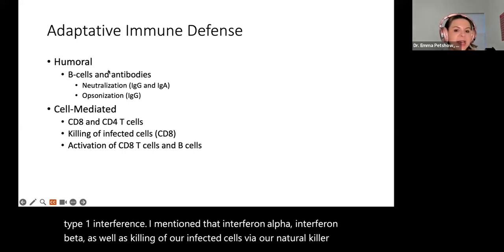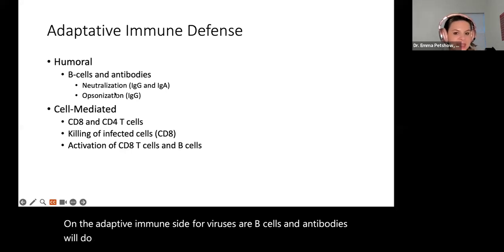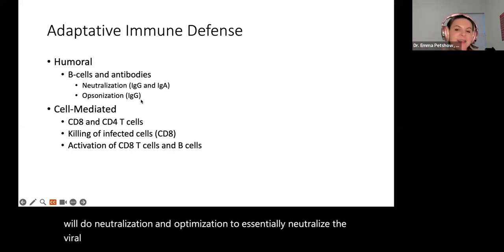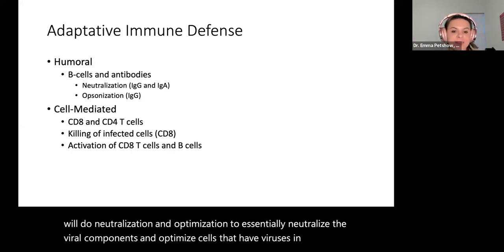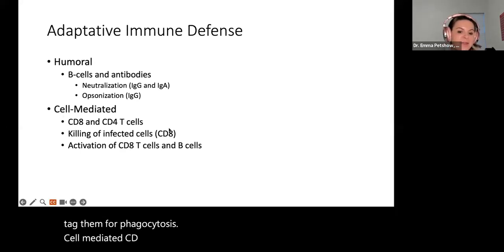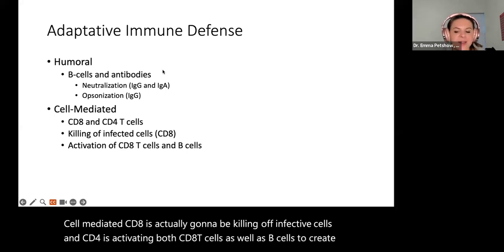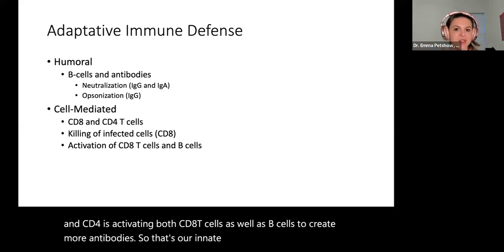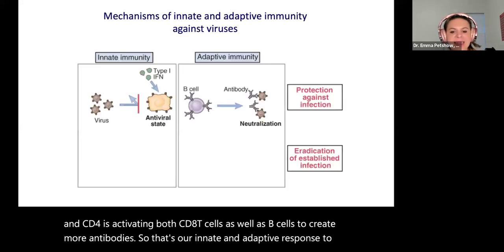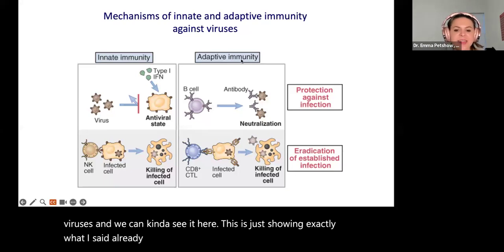On the adaptive immune side for viruses, our B cells and antibodies will do neutralization and opsonization to neutralize the viral components and opsonize cells that have viruses in them to tag them for phagocytosis. Cell-mediated CD8 is going to be killing off infected cells, and CD4 is activating both CD8 T cells as well as B cells to create more antibodies. So that's our innate and adaptive response to viruses. And we can see it here. This is just showing exactly what I said already, innate immunity versus adaptive immunity.